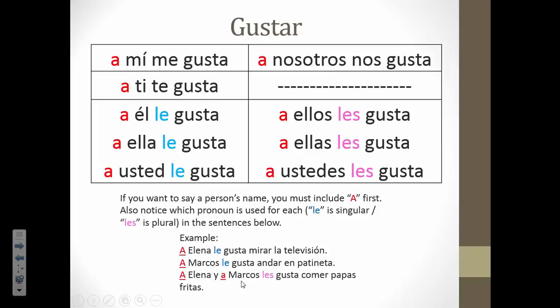Okay, in the last example, because we have two people who like to do something, we had to change le to les, because now it says they like. A Elena y a Marcos les gusta comer papas fritas, which means Elena and Marcos like to eat French fries. And the a has to come not only before Elena, but also before Marcos.